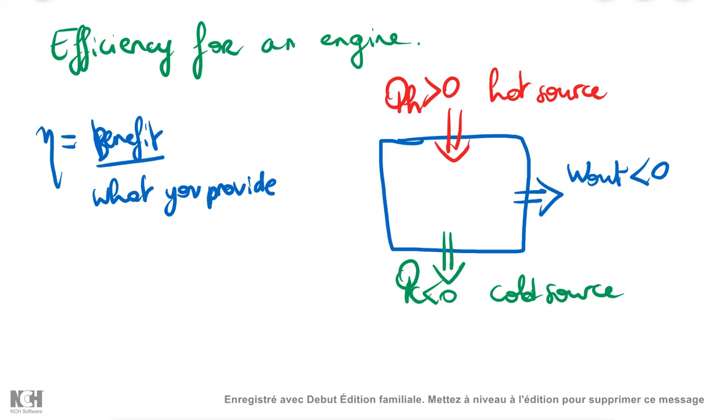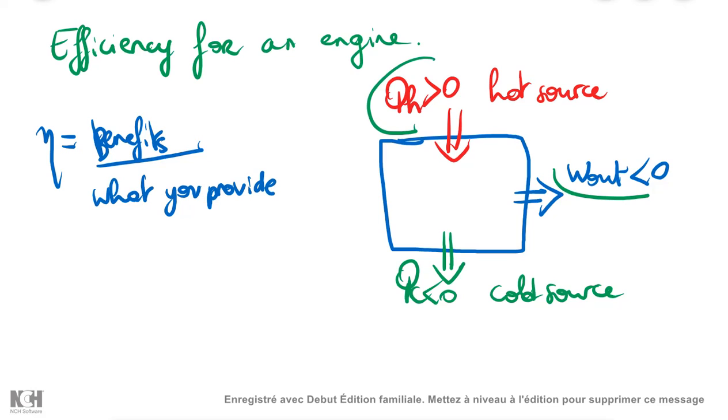So the efficiency is the benefits over what you provide in the referential of the external operator. Don't forget. So it's important to understand the purpose of your machine when you define your efficiency. So for an engine, your benefits as the operator is going to be the work because it's the mechanical energy that is created by the car. So this is my benefits. And what I provided to have this is the heat for the combustion in the beginning.